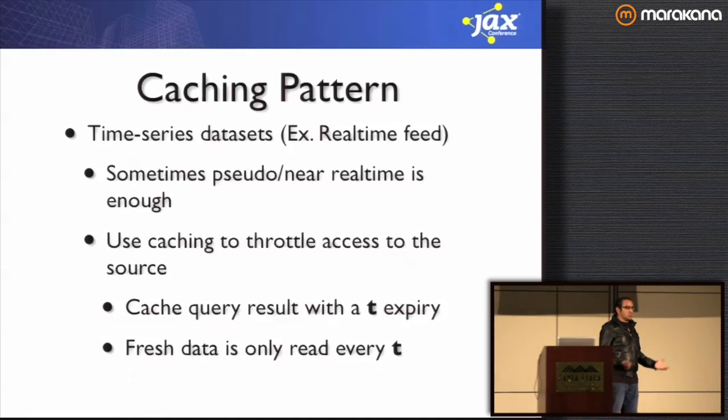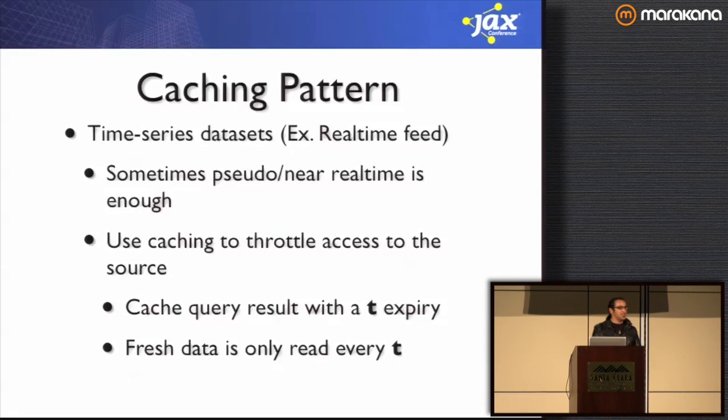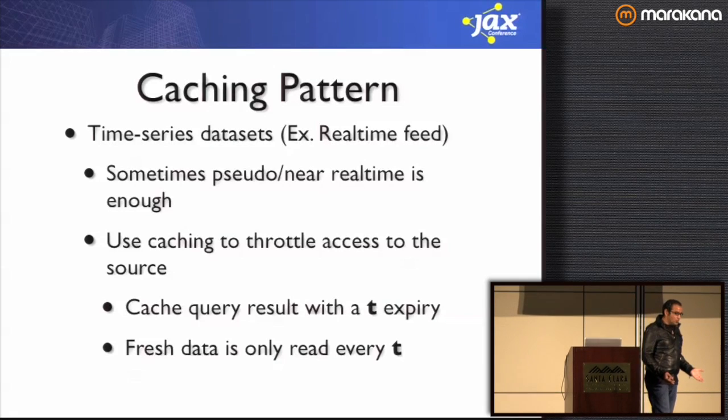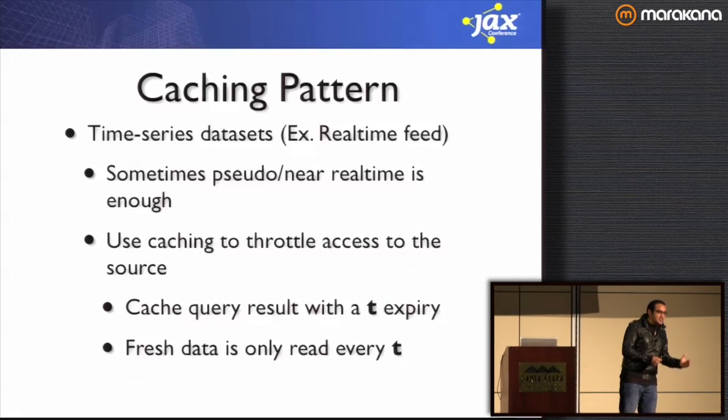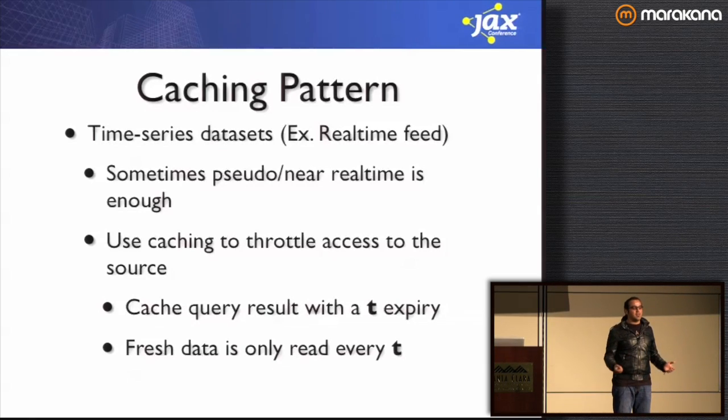So another caching pattern is when you're dealing with time series data sets. That means data sets that are frequently updating with time, like the top of a feed, or a Twitter feed, or a stream of messages, wherever it is. A lot of people are pretty much satisfied with data that is not real time, data that is pseudo real time, not near real time. I mean, people are fine with I add a tweet and nobody would be able to see it for a second or 2 seconds.